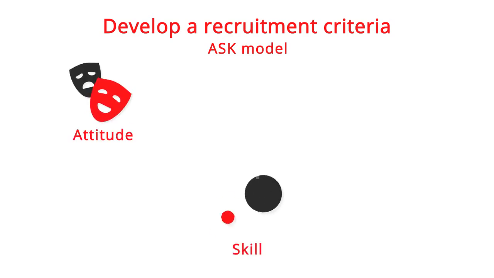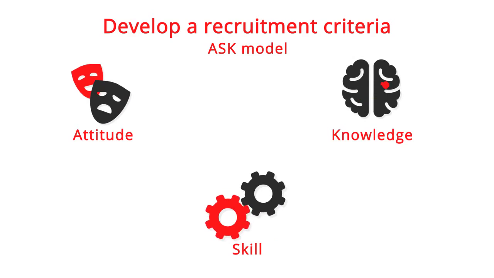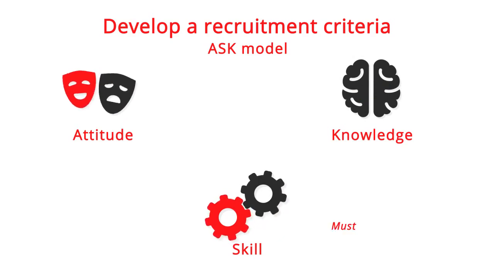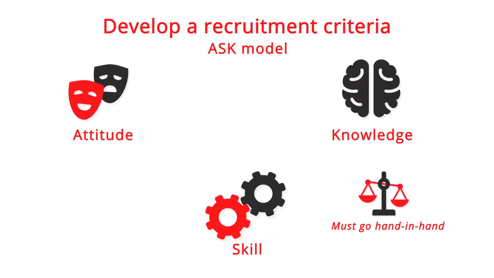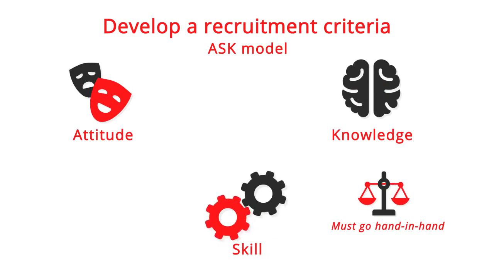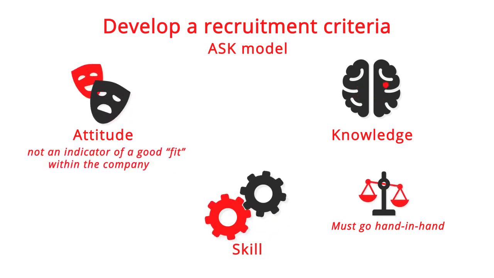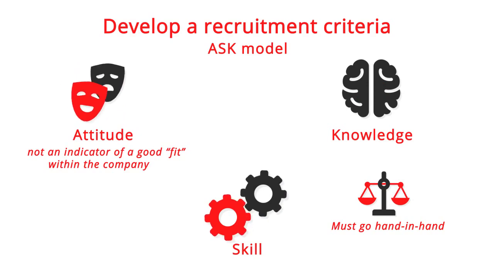Now, in developing your criteria, incorporate what we call the ASK model to determine the competency level of your candidates. What do we mean by ASK model? ASK simply stands for attitude, skill, and knowledge. Now, all these 3 elements must go hand in hand to help you determine the competency level of your candidate. Because each one separately, for instance, attitude, is not an indicator of a good fit within the company.